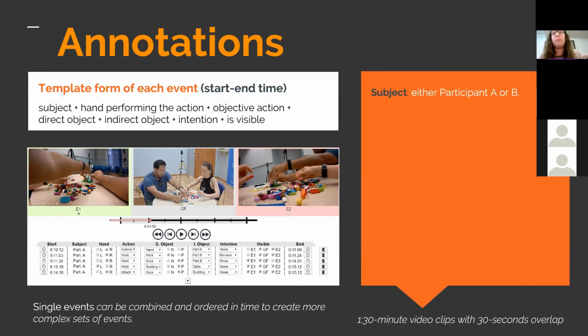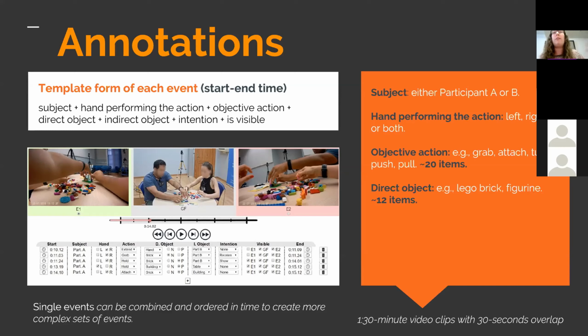For instance, we have the subject, the hand performing the action. We also have the objective action, which is basically the physical action, like grab, attach, turn. We have the direct object, which is the object that receives the action, like the Lego brick or the figurine. The indirect object, which can be the other participant or a location. For instance, in this case, put the Lego brick on the other side of the table. The indirect object will be the other side of the table.